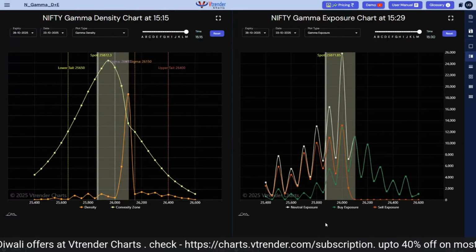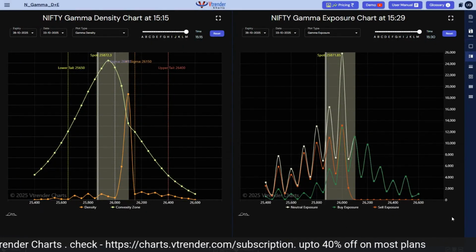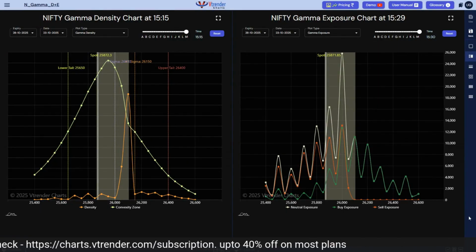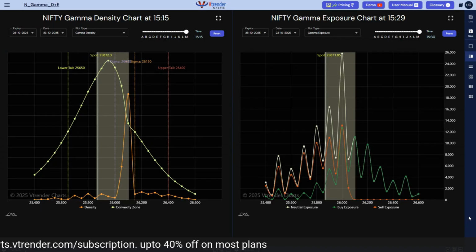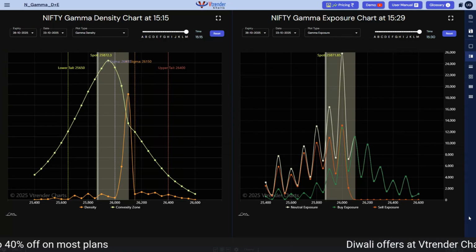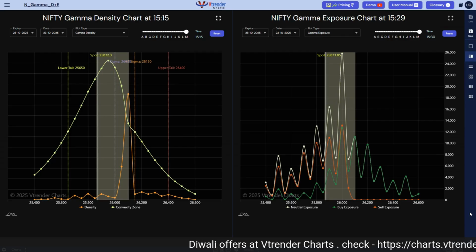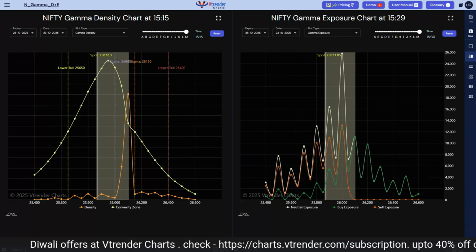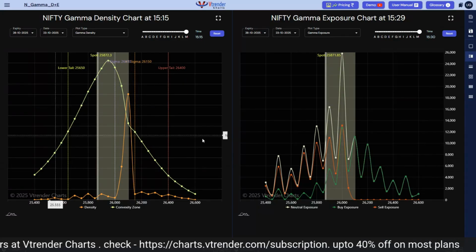It is definitely going to be an interesting one, and this is one very good tool you need to have with you, so that you know you are not shooting in the dark. You are aware about what inventory changes are happening in the bigger market, bigger place. So this is the gamma density and the convexity chart, as well as the gamma exposure.